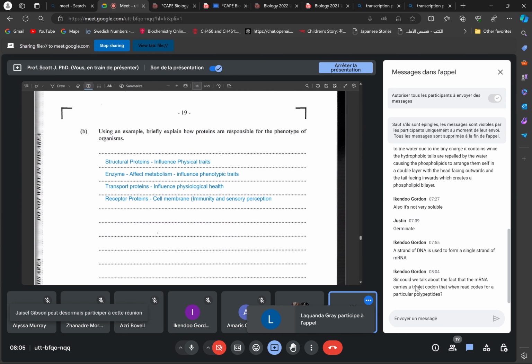Oh, the mRNA carries the triplet codon as well. Yeah, you guys should look at that. Yes, Gordon, you should look at that, right?